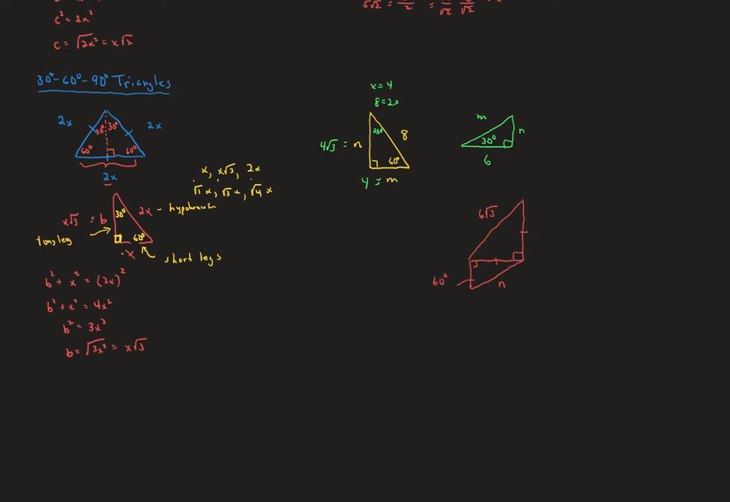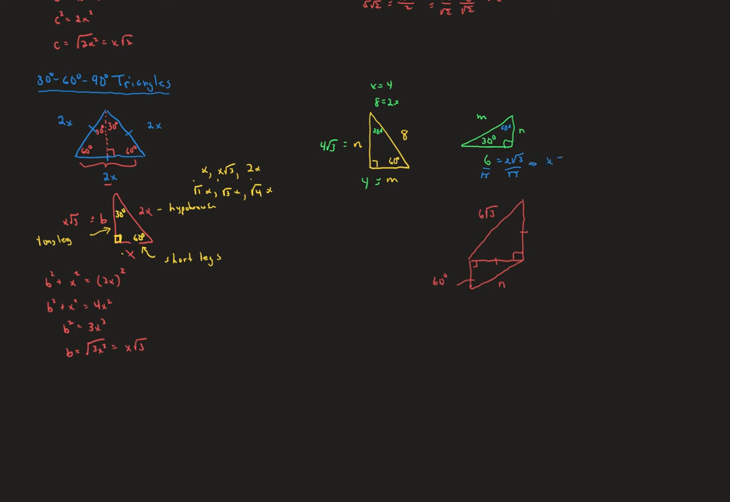All right, let's try it on the next one. Now the green triangle, we see that the side that we're missing, the side opposite 6, must be the 60-degree angle. That's the long leg, so that means our 6 is equal to x times the square root of 3. We can solve for x by dividing by the square root of 3.